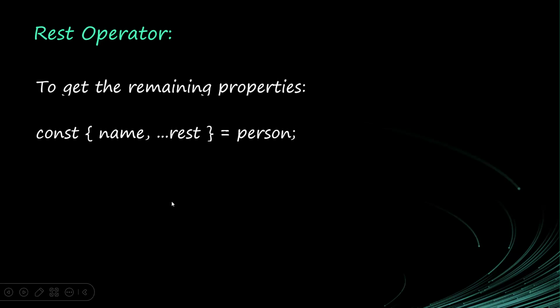Look at here. This person object has name and country. But here, this code is taking only the name, and the remaining ones, it will put inside this rest operator. See, this started with 3 dots, then you give it a variable name. It mustn't be called rest. Anything you call it, all right? So let me show you.